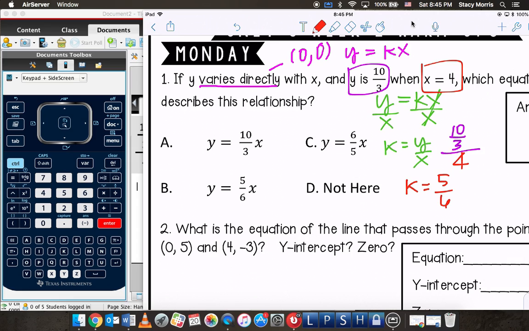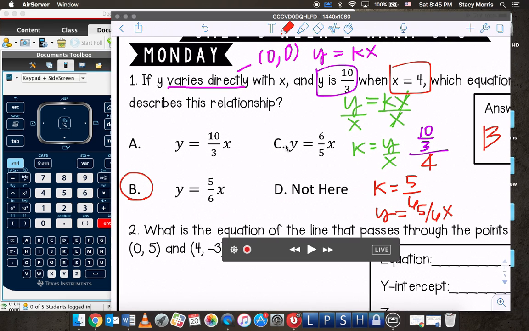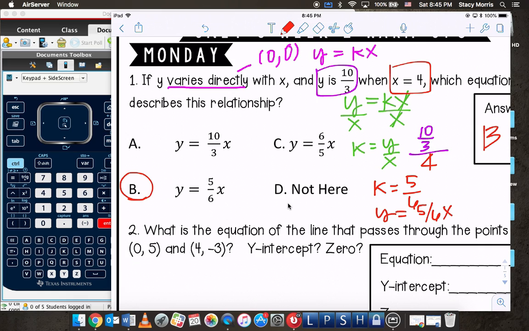So our equation in y equals kx would be y equals 5/6x, which is answer B. So my answer is going to be B. I'm going to show you another way that you could have checked each of these answers. The problem is that D, not here, would be a little bit tricky. I think a lot of students might select that. So please, if you're not sure, I would definitely not pick not here.